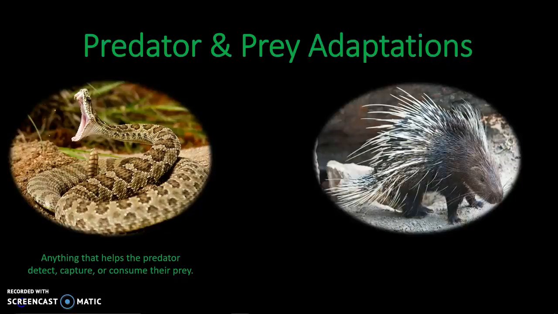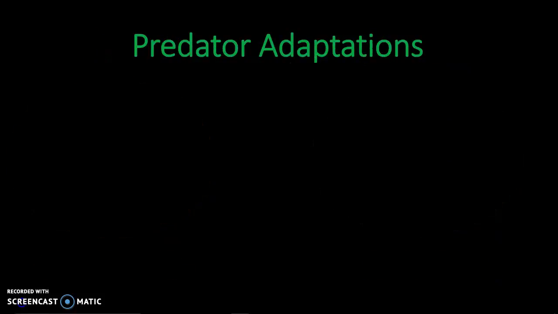If we look at this porcupine, prey adaptations would be anything that helps the prey escape, avoid, or ward off predators. An obvious prey adaptation would be its spines. Not a lot of predators are going to want to try to eat this porcupine, because they might risk getting hurt from its spines. So let's take a closer look at some predator adaptations.